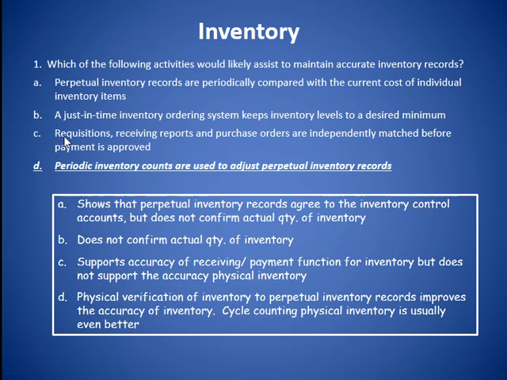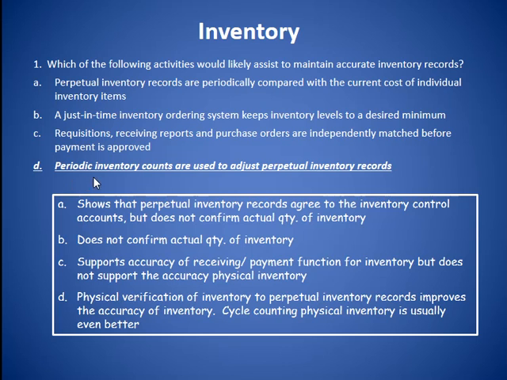Item number C, requisitions, receiving reports, and purchase orders are independently matched before payment is approved. And what that does is support the accuracy of our accounts payable function for inventory, but does not support the actual physical inventory, the quantity, the accuracy of the inventory records themselves.